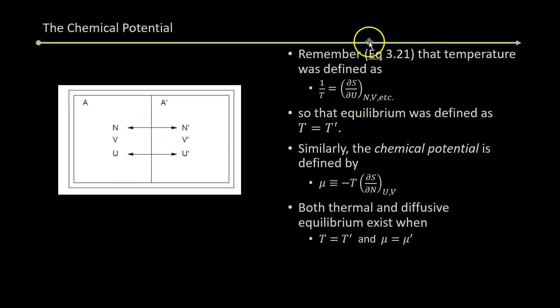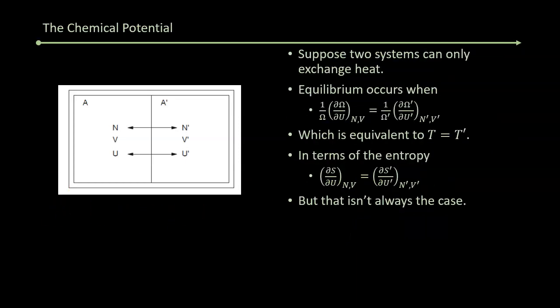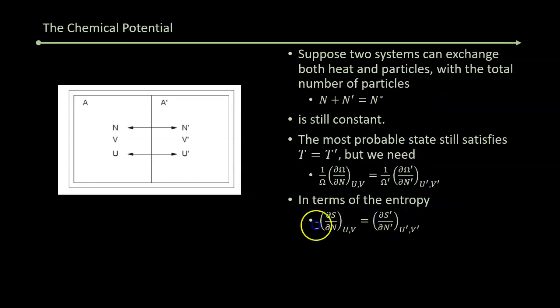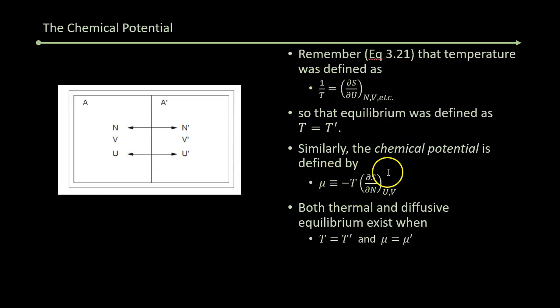If we go back, remember temperature is defined as this. So the equilibrium is again defined as T equal to T prime. Similarly, the chemical potential is defined, by definition, as minus T times the partial of S with respect to N. So let's back up. Partial S with respect to U, this is in terms of the entropy. This condition is saying that the temperatures have to be the same. Here we have a different quantity. We have N. We're defining minus T times that as our chemical potential.